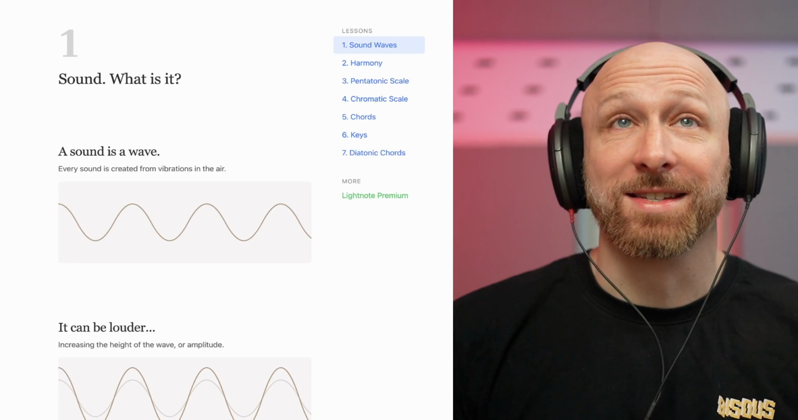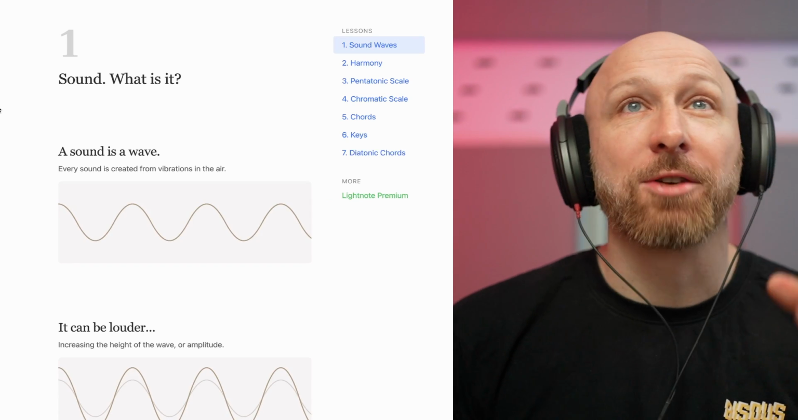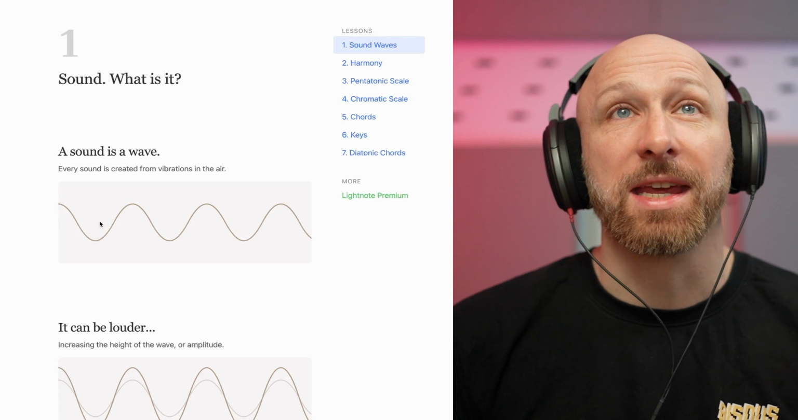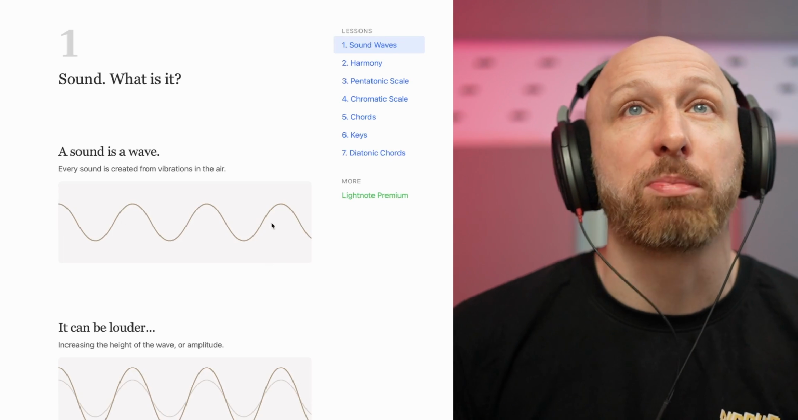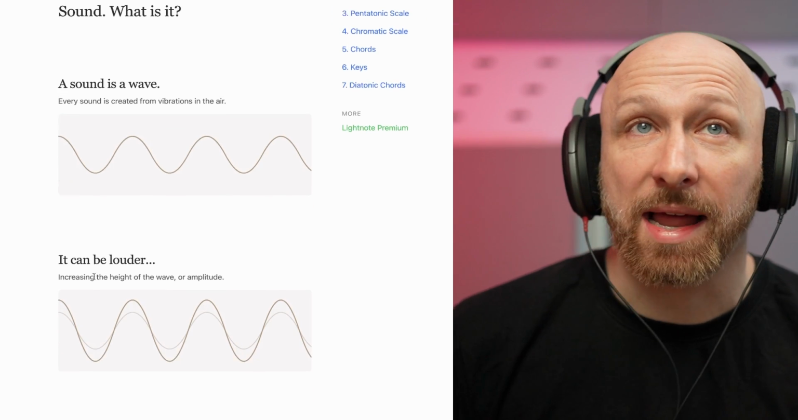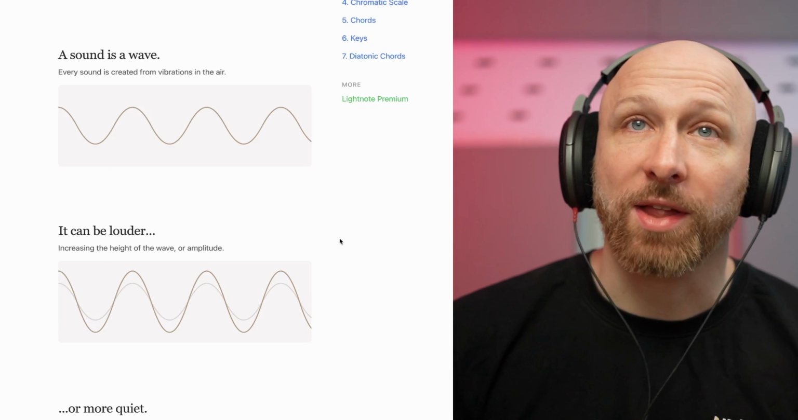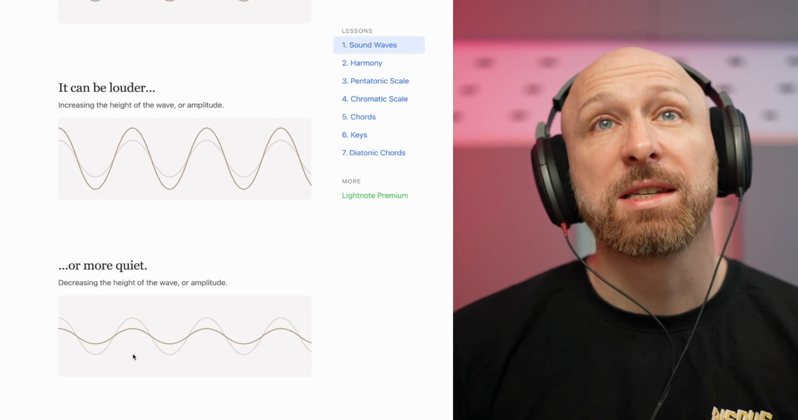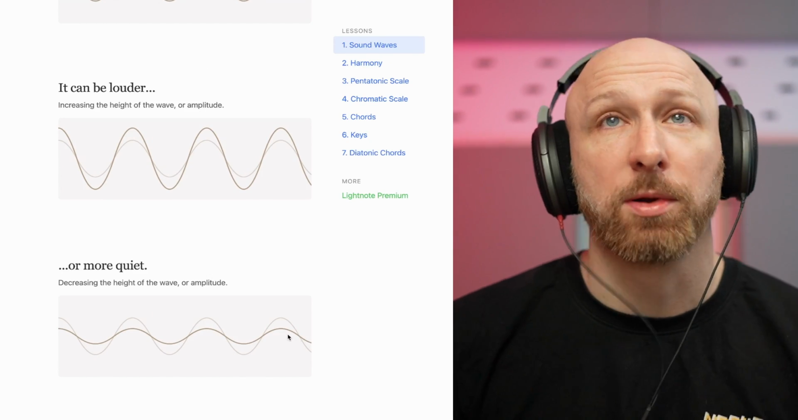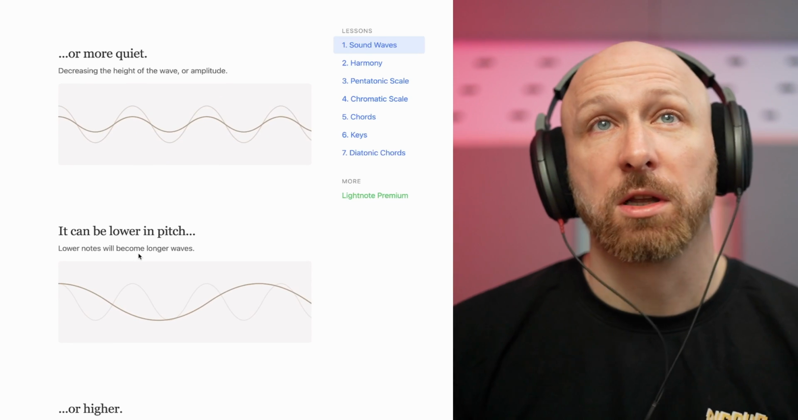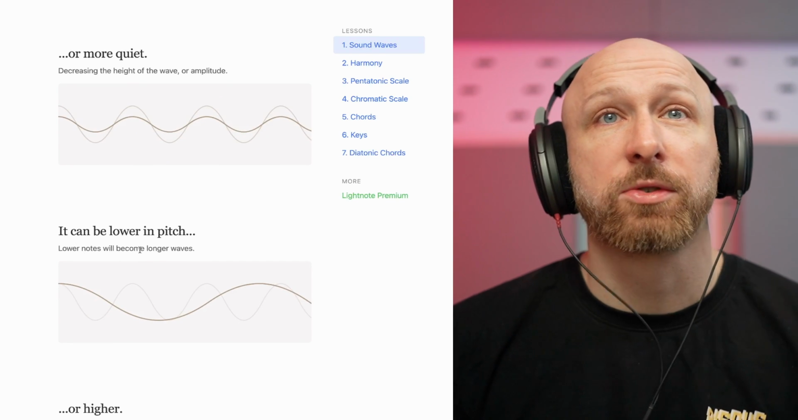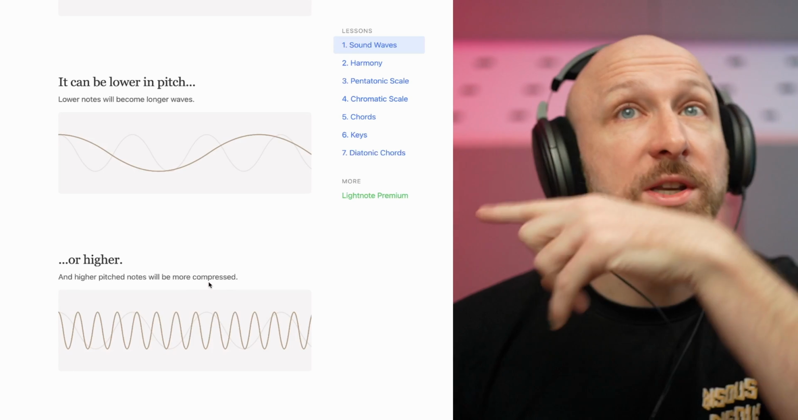Sound. What is it? Sound is a wave. Every sound is created from vibrations in the air. Okay, and this is a little squiggly line representing vibrations. It can be louder, increasing the height of the wave. We call that the amplitude. Or more quiet, decreasing the height of the wave, meaning a smaller amplitude. It can be lower in pitch, which means that lower notes will become longer waves. Higher pitched notes will vibrate more times per second.